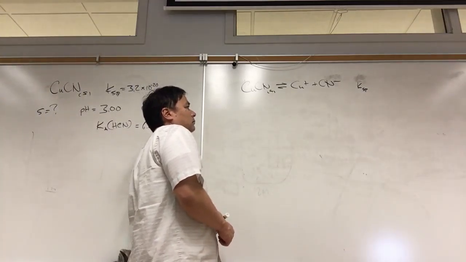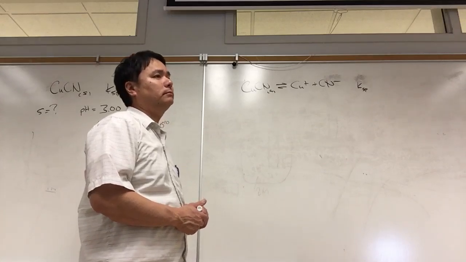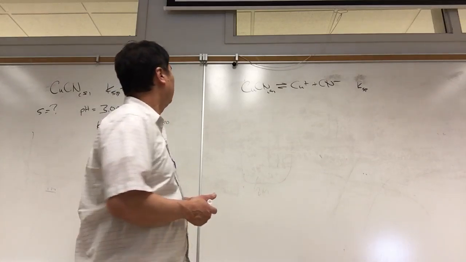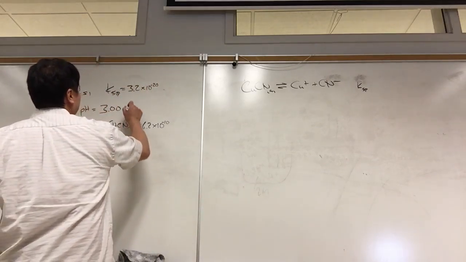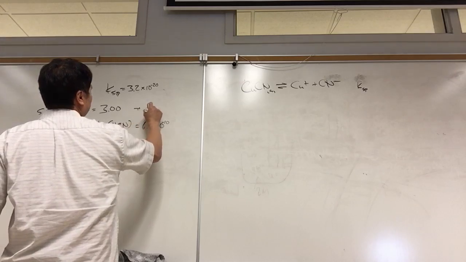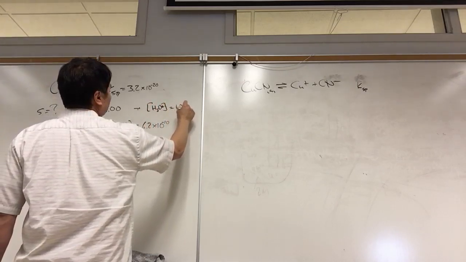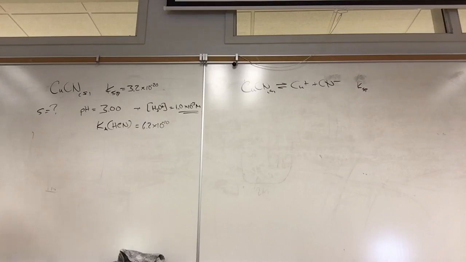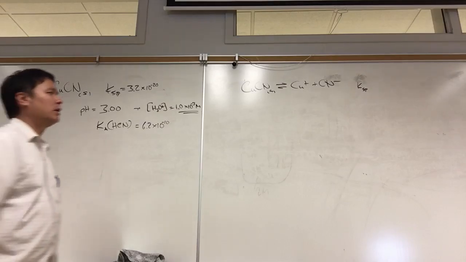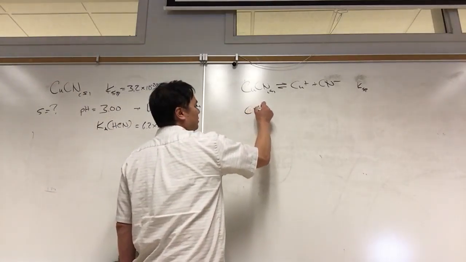You take 10 to the negative 3 to get the molarity. Yeah. So this means that the H plus or hydronium ion concentration is equal to 1.0 times 10 to the minus 3 molar. And so where should I plug that in? I can't plug it in here. And so I don't want to do this.